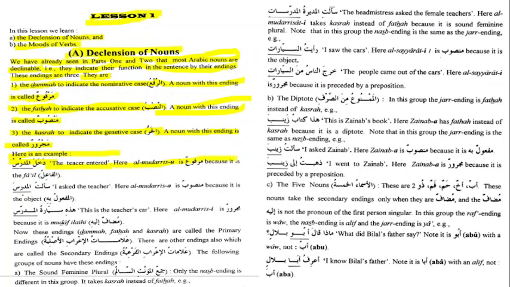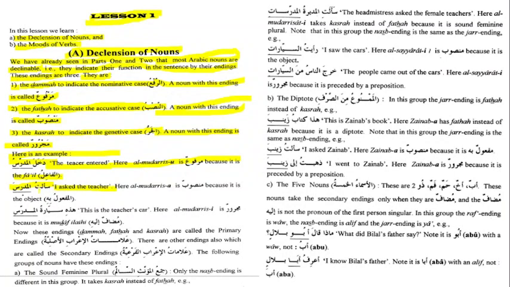Here, al-mudarrisu is marfu' because it is the fa'il. And we'll still talk about what nouns must be marfu', what group of nouns must be majru, and what groups of nouns must be mansub. The example of nasb is when you say sa'altu al-mudarrisa. Sa'altu al-mudarrisa. I asked the teacher.